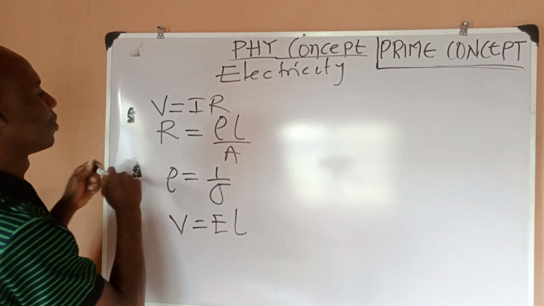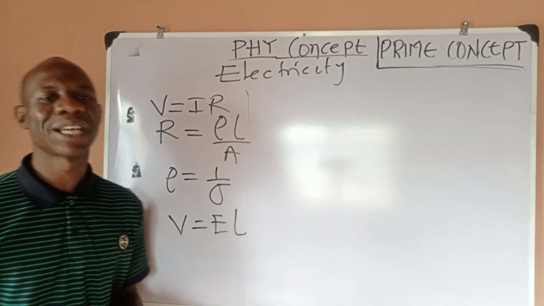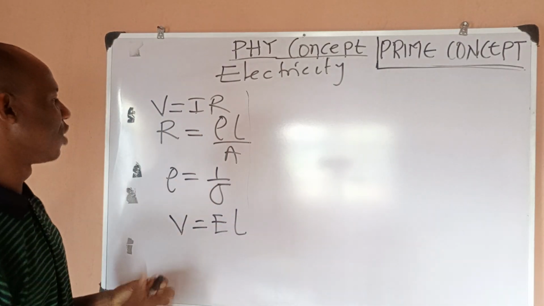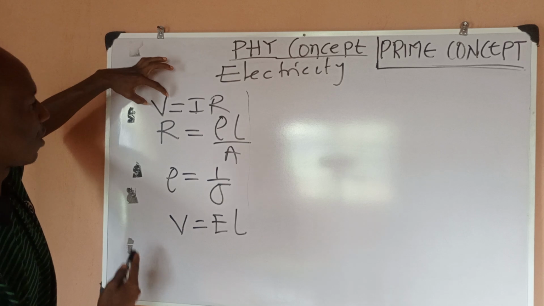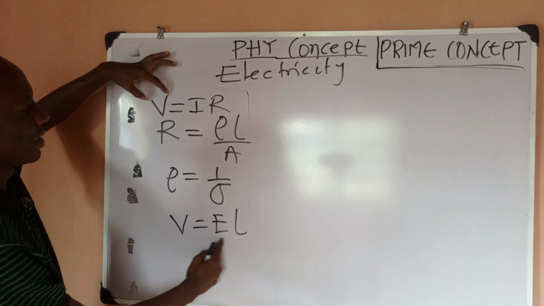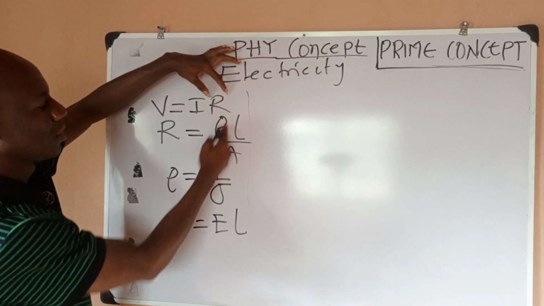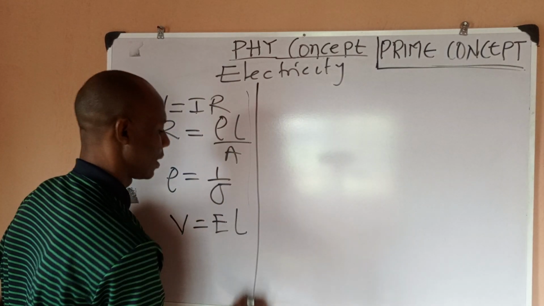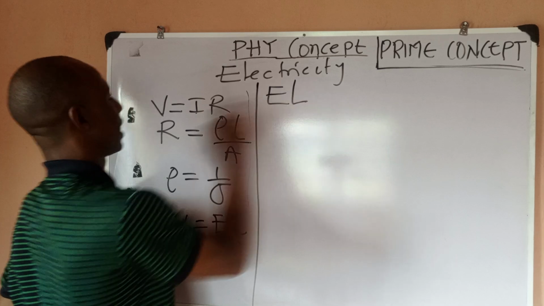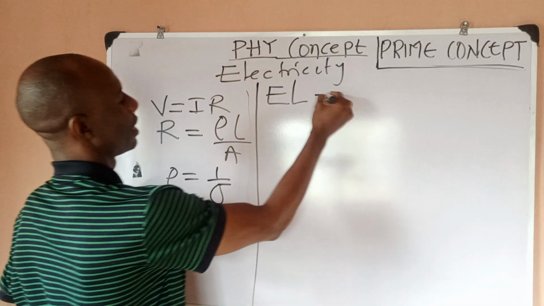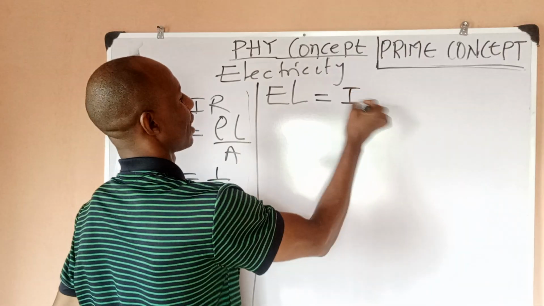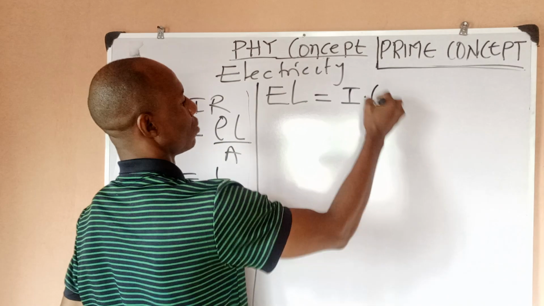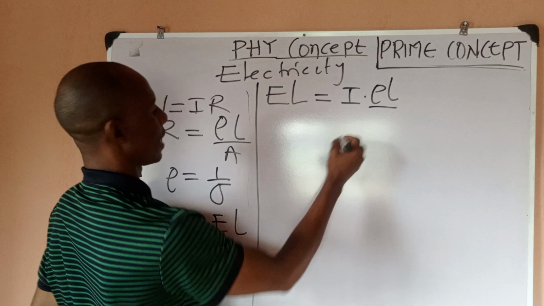Now with all these relationships here, we can derive another formula known as Ohm's law relationship. Now what will you do? I'm going to replace all these things. So in place of V, I'll be writing EL. In place of R, I'll be writing this. So let's do that. So I have my V is now EL. My V has been replaced with EL, equal to my I times R. Instead of R, I'll be writing rho L divided by A.